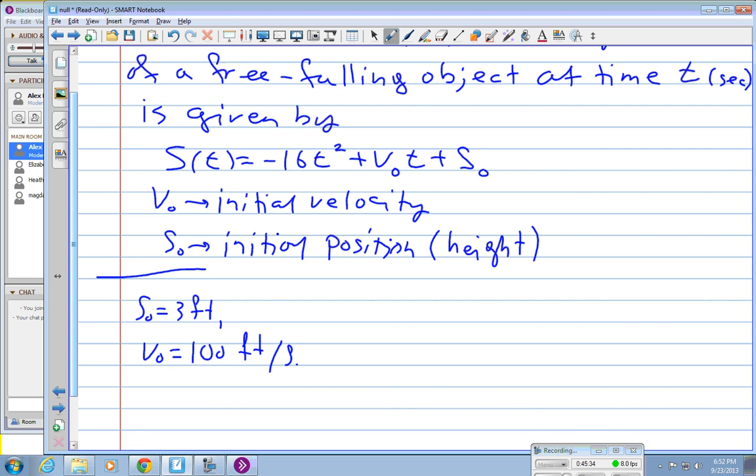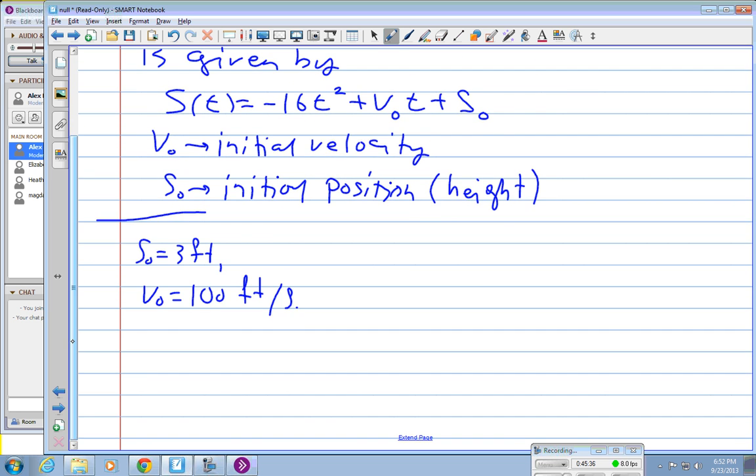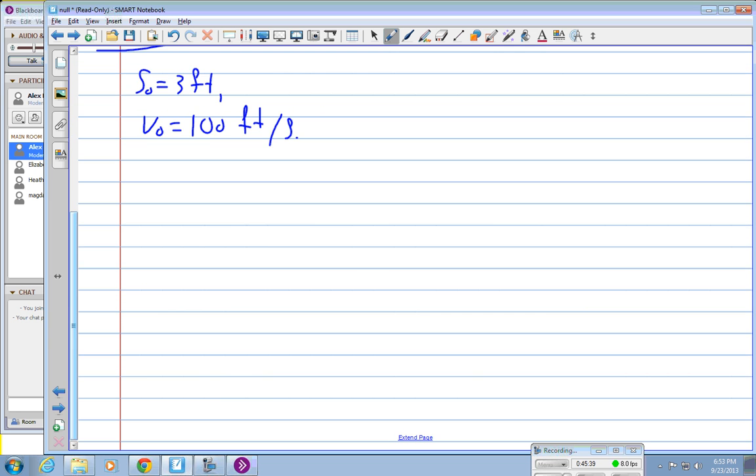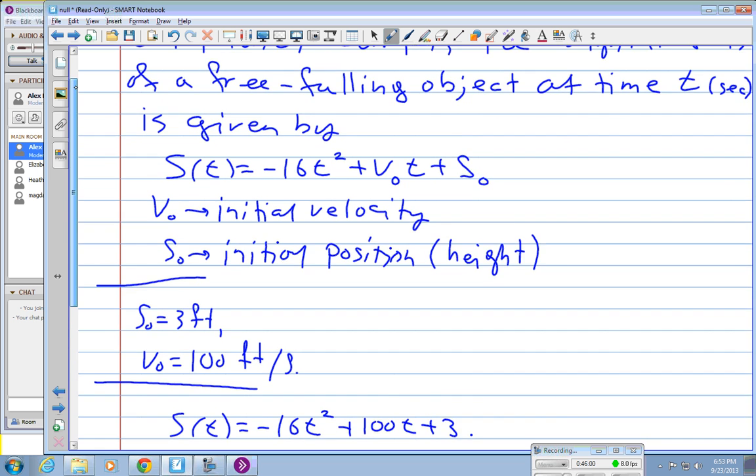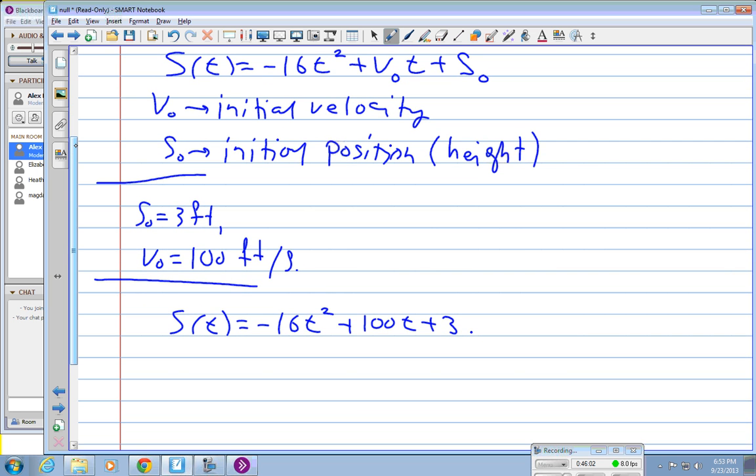Okay. So if that's given to us, that we started with 3 feet above the ground, and it went originally at 100 feet per second, then our position at time t is given by negative 16t squared plus 100t plus 3. So yeah, we're going to get different numbers. Oh, that's just planet Earth. That's our gravitational thing. If we were on another planet, it would be something else.